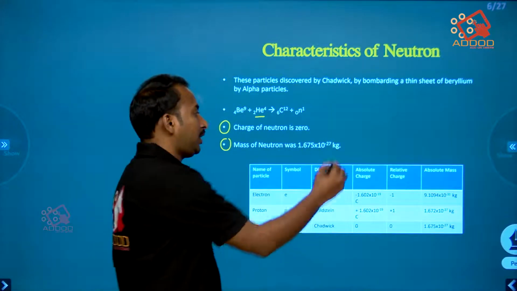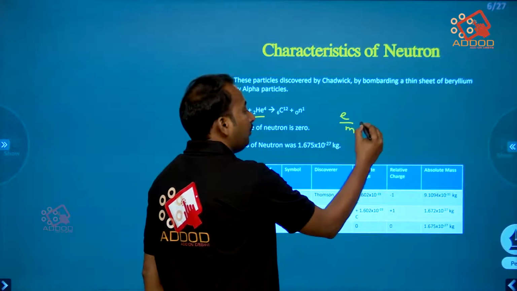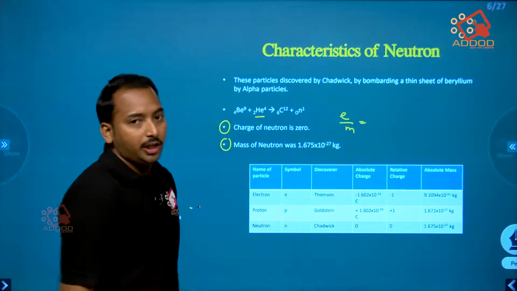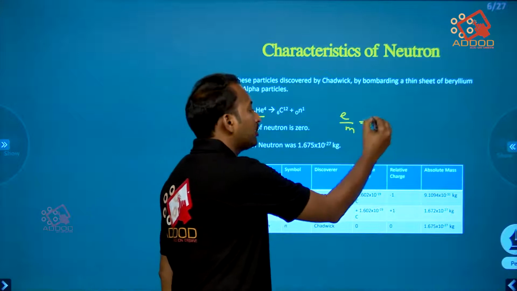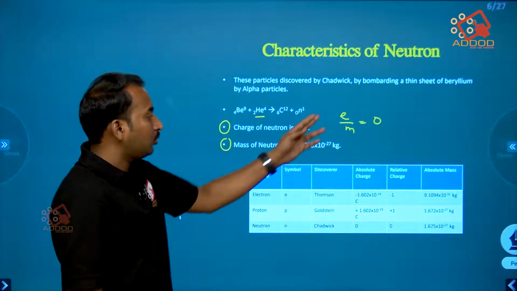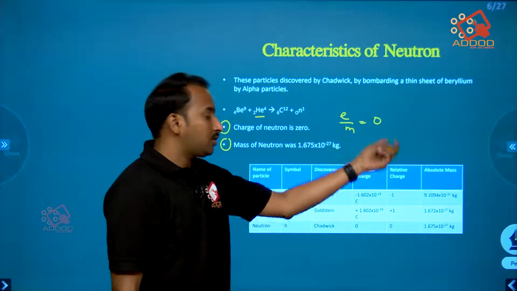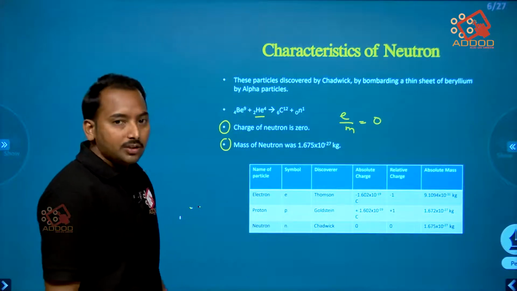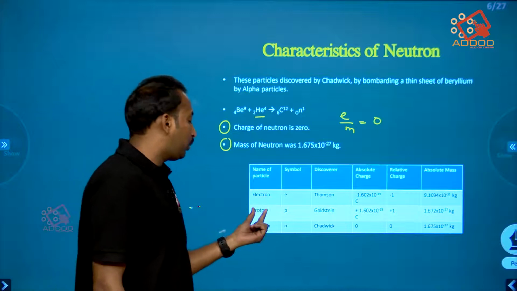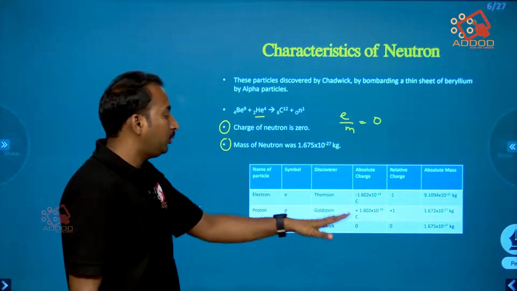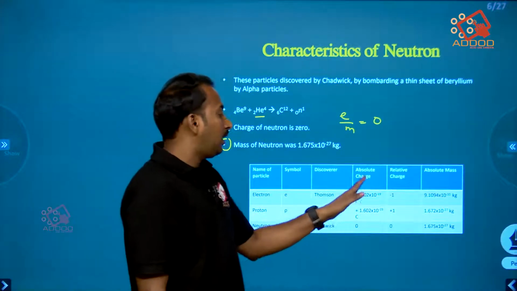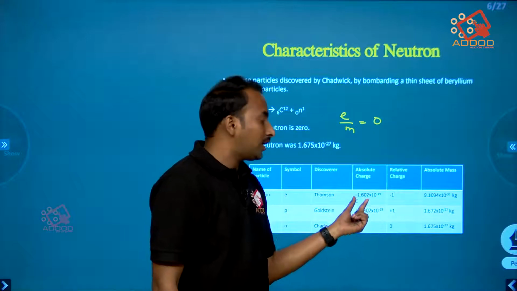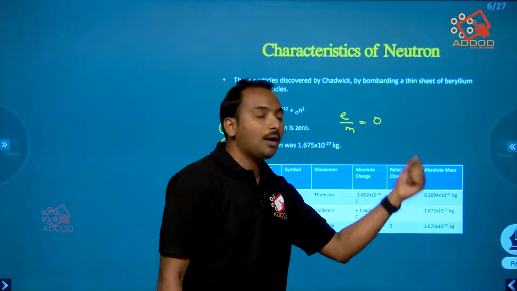And the e by m ratio, that means the charge to mass ratio, is also 0, because the charge is 0. So the charge by mass ratio is also 0. Now a short overview of these particles. These fundamental particles are electron, proton and neutron. We will see the symbol, discoverer, absolute charge, relative charge and absolute mass.